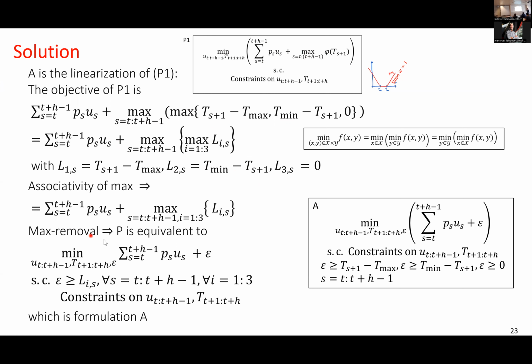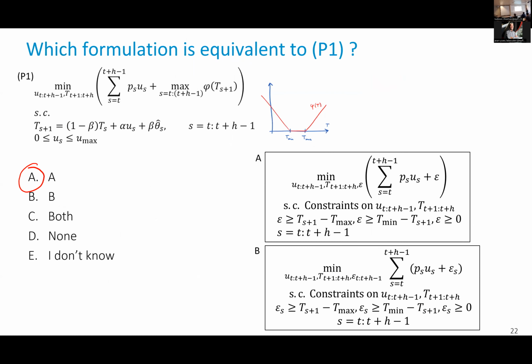Now we can apply max removal, that is, we can introduce one variable, call it epsilon, and epsilon has the constraint that it must be larger than all of those terms here. There's a single epsilon, a single constraint for all the variables that link all of them together. Now it's interesting, it's fairly simple to do it in this direction. What is more difficult is to do it in the reverse direction.